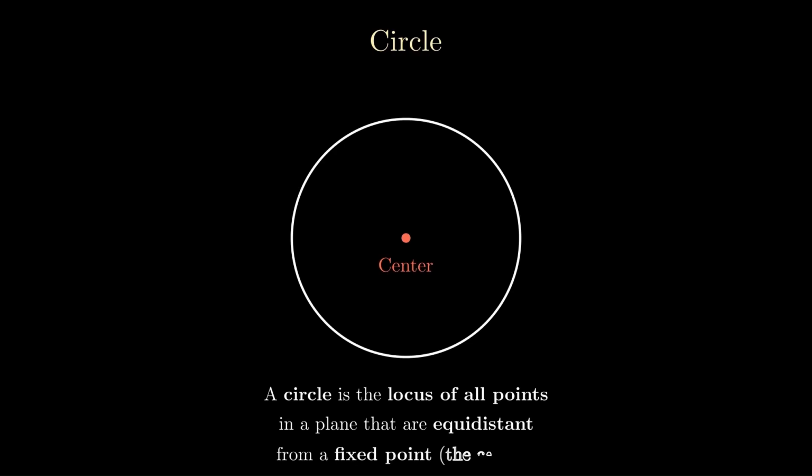In mathematical terms, a circle is the locus of all points in a plane that are equidistant from a fixed point, the center. Next up, let's explore the parabola.